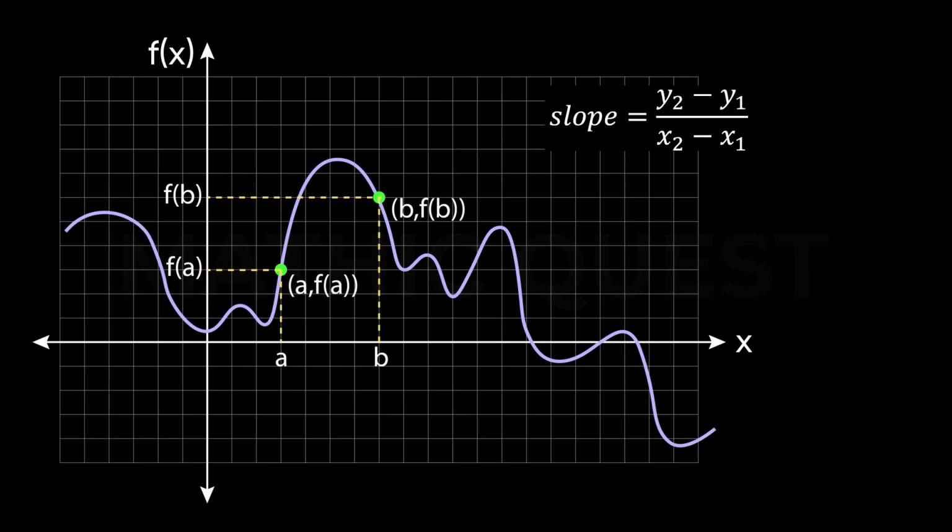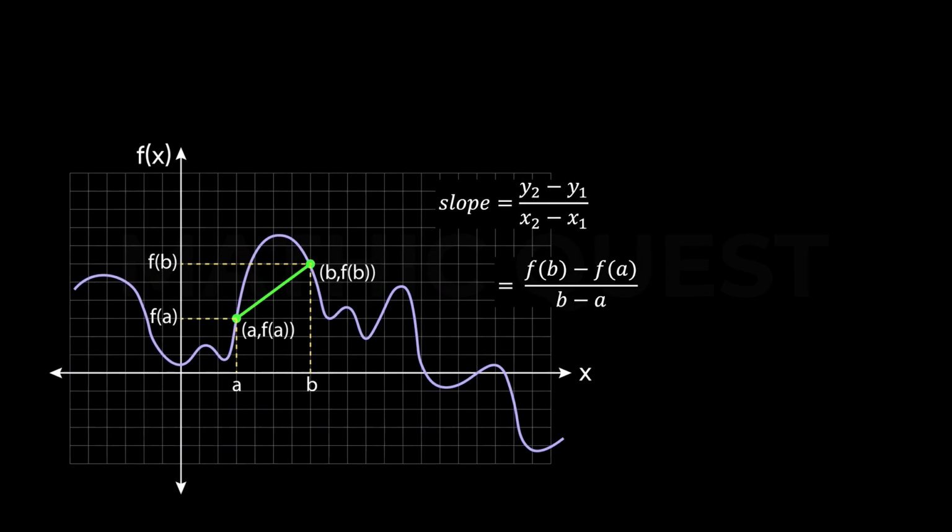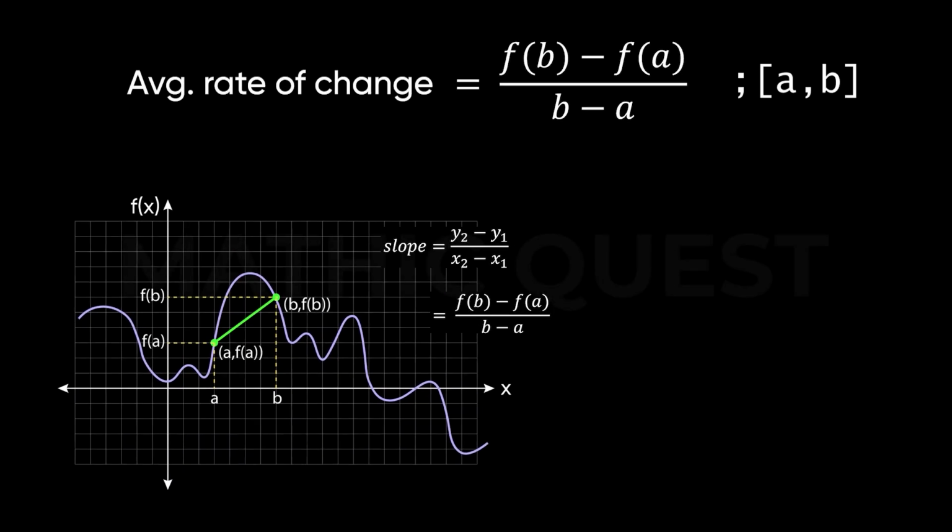Now, if we connect these 2 points with a straight line, that line is called the secant line. Even though the function itself is curved, the secant line is straight. And because it's a straight line, we can easily find its slope between the interval a and b. The change in y here is f of b minus f of a, and the change in x is b minus a. And this is what we call the average rate of change. It's simply the slope of the secant line connecting 2 points on the graph.